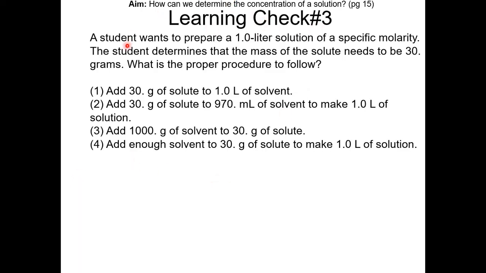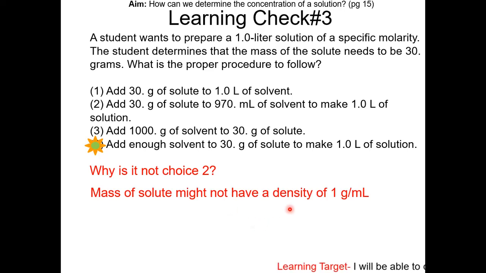Learning check number 3. A student wants to prepare a 1-liter solution of a specific molarity. A student determines that the mass of the solute needs to be 30 grams. What is the proper procedure to follow? Pause the video and resume as completed. The answer is choice 4: add enough solvent to 30 grams of solute to make a 1-liter solution. So why is it not choice 2? Choice 2 looks very similar to choice 4. The reason is because the solute might not have a density of 1 gram per milliliter.